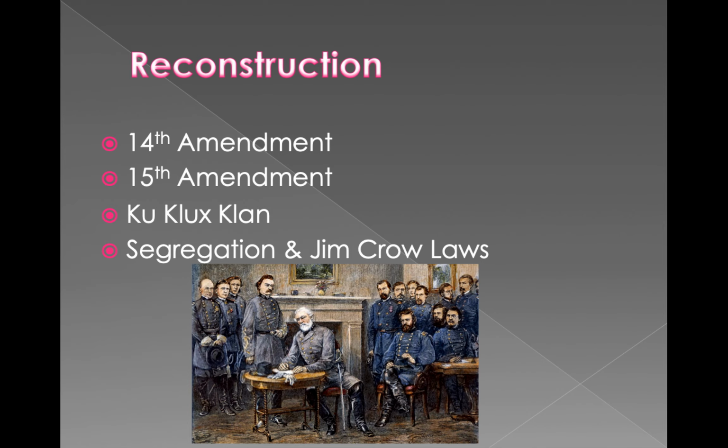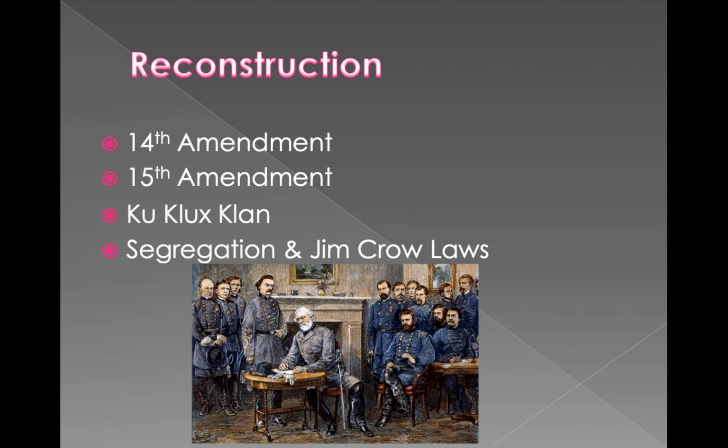Where was the surrender of Robert E. Lee? Where did that take place? This is a tough one. Just like in class, my tongue gets tied, doesn't it?